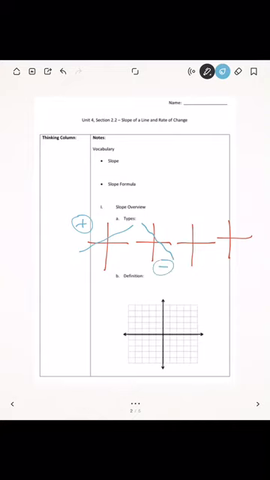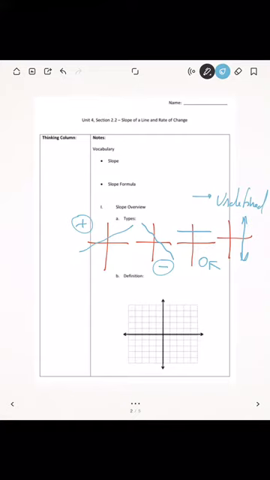Now if I was to move left to right and I stayed at this flat horizontal line, that's going to be a zero slope. And if my line was purely vertical, straight up and down, this would be called undefined. And let's see if we can figure out by the end of this video why this particular slope right here is 0, while this one is undefined.